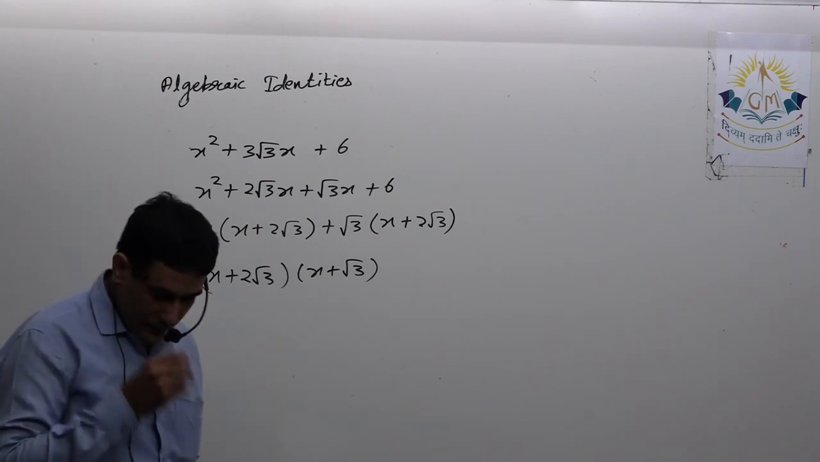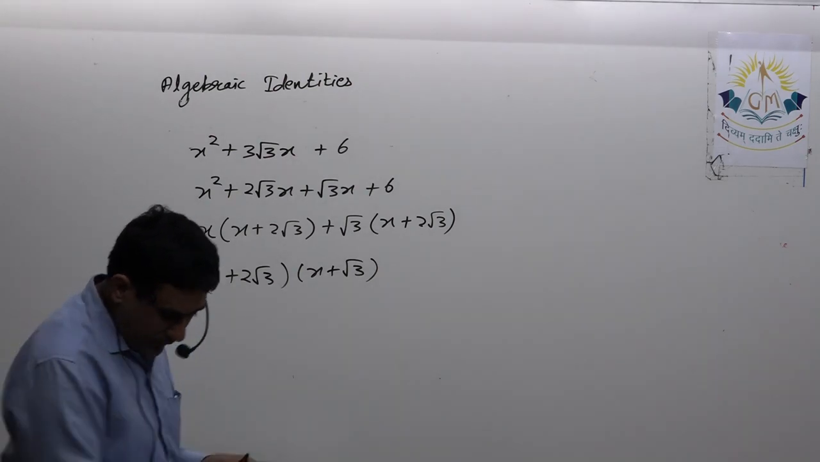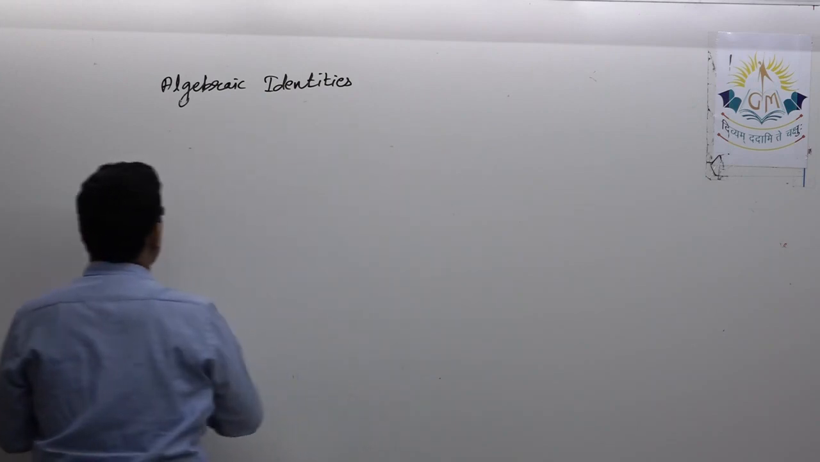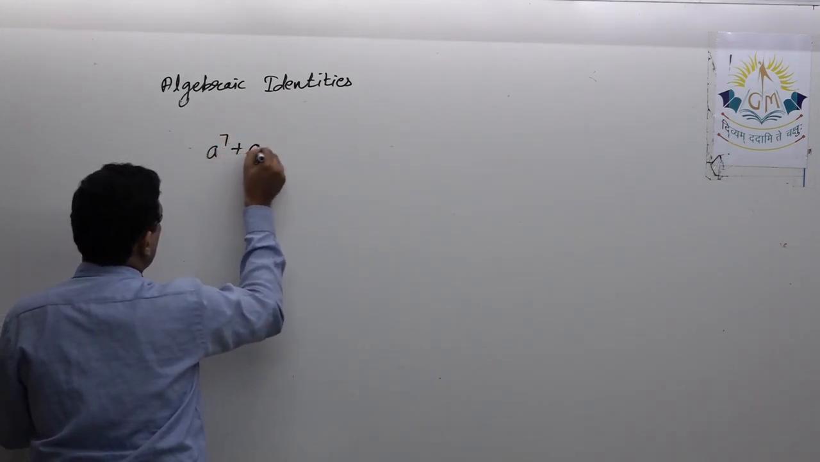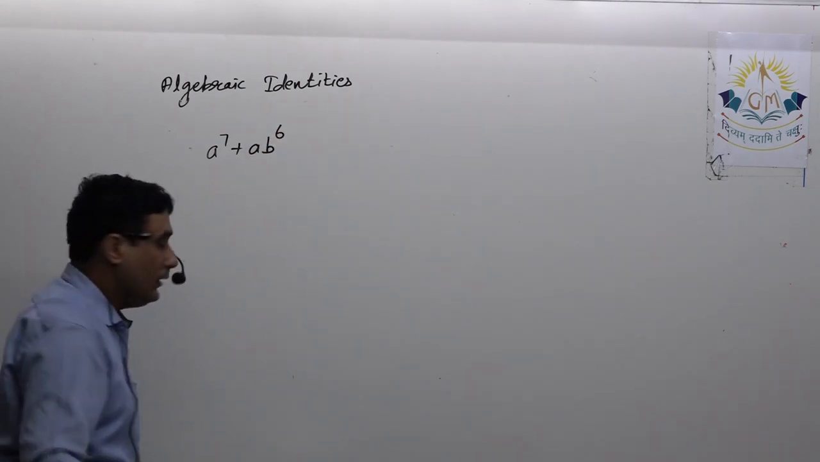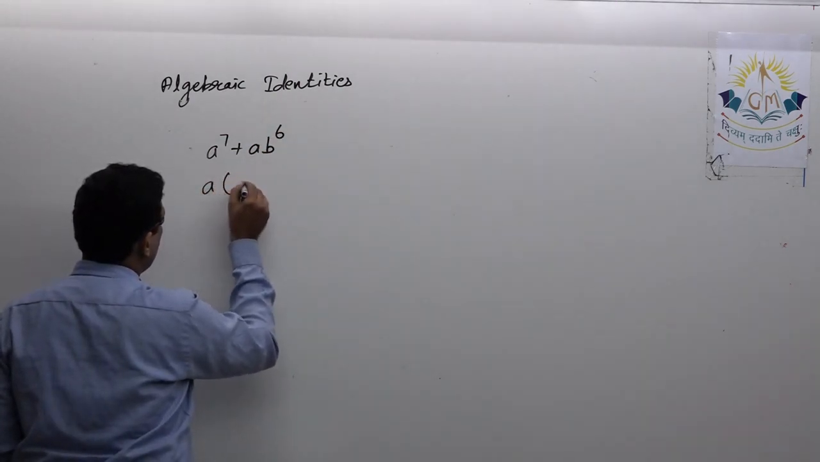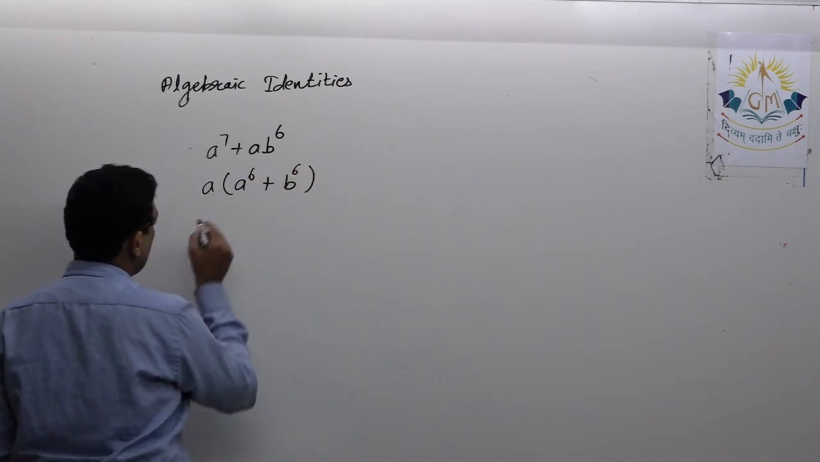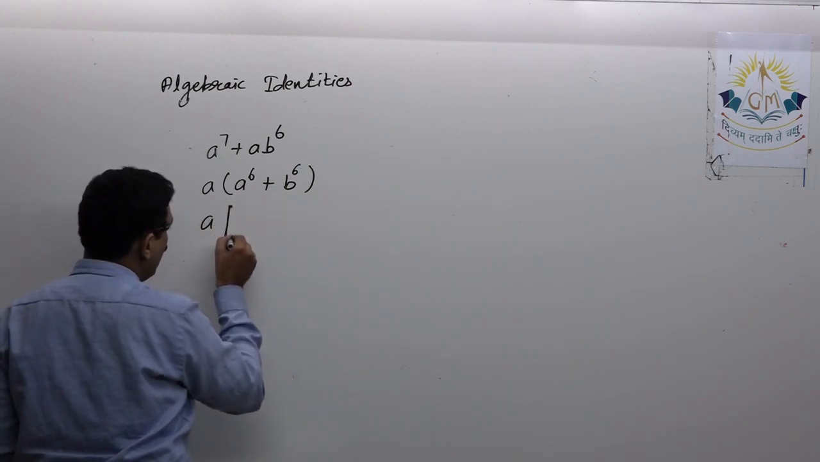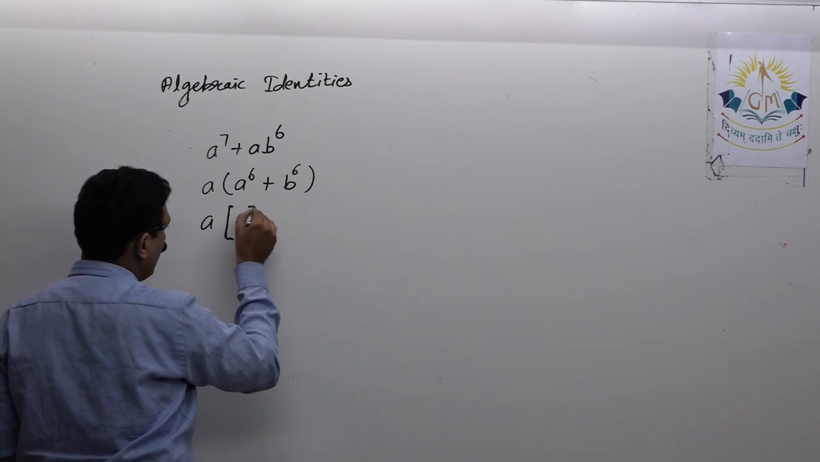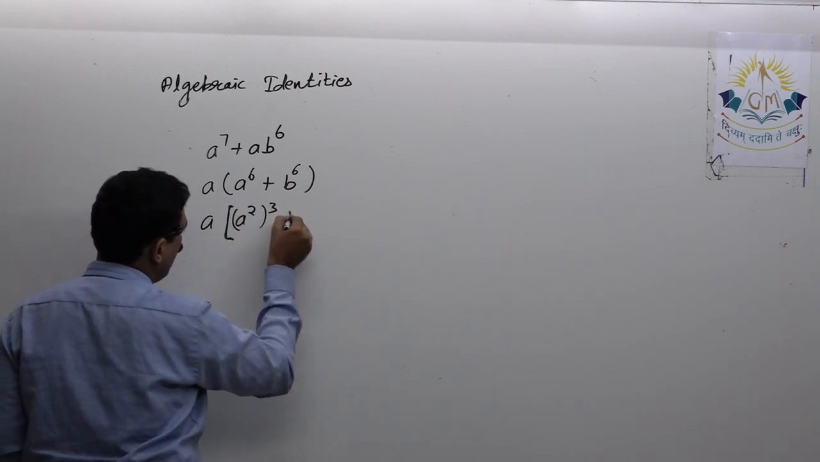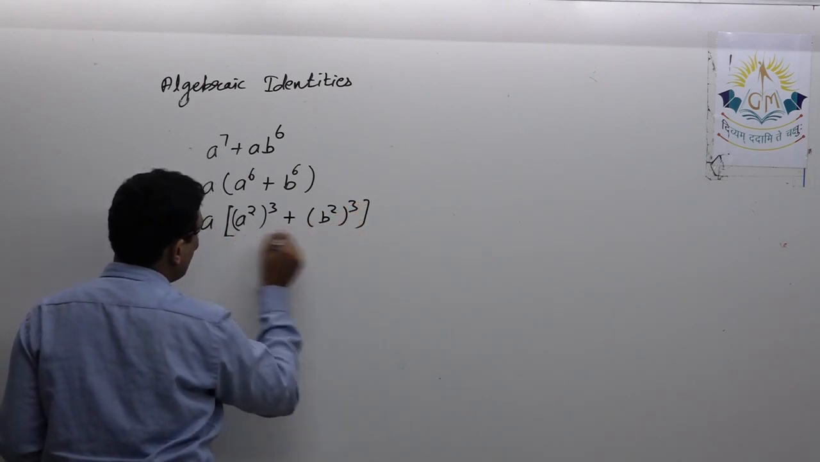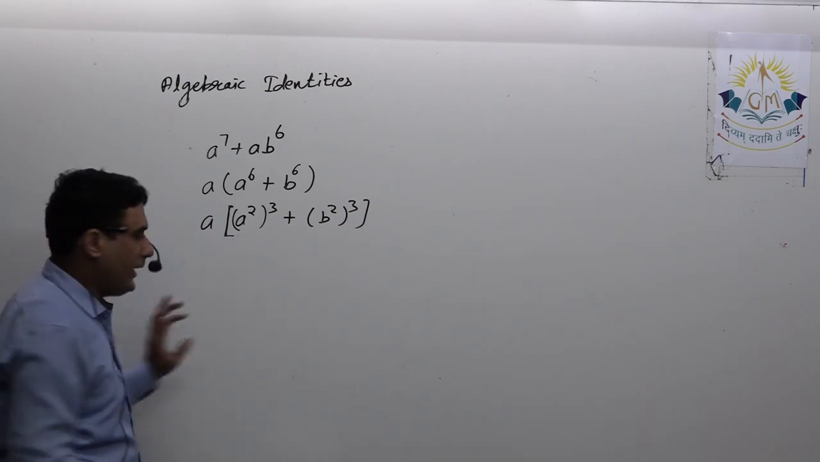Okay, so next, to find the factors, we have a raised to 7 plus ab raised to 6. We have to find factors. So first of all, I can take a common, that gives me a raised to 6 plus b raised to 6. Now, there isn't any identity which factorizes this, but definitely we can convert it in the form of the identity, that is a cube plus b cube. For that, I will write a square cube, b square cube using the laws of exponents.